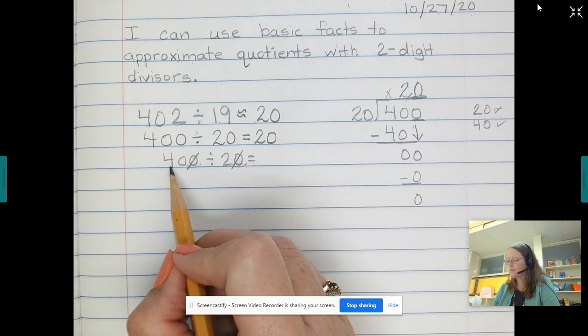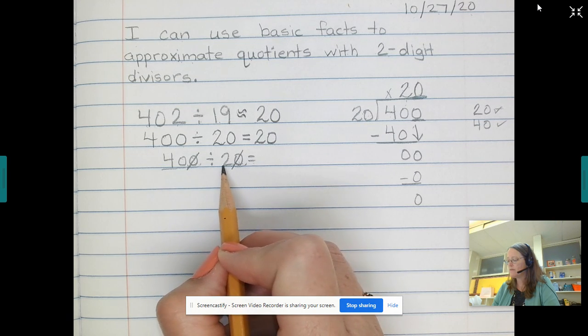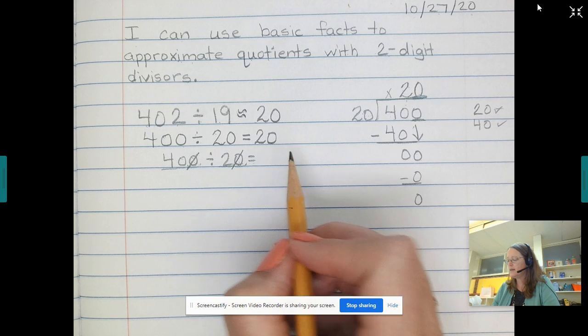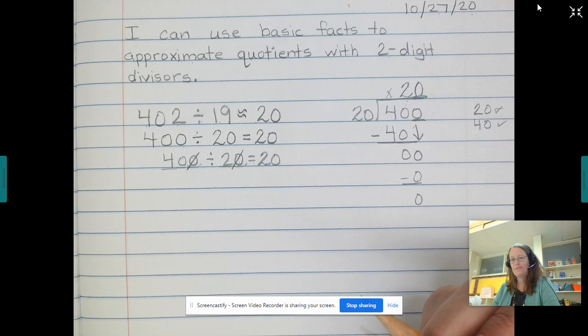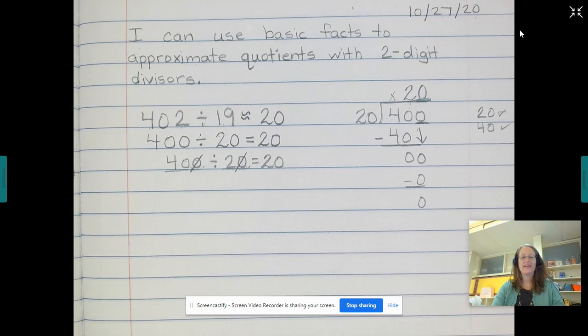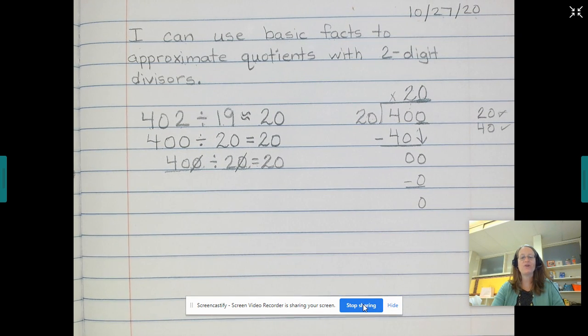Well, look at this. What is 40 divided by 2? It equals 20. How cool is that? Click on the next slide and I'll show you another one.